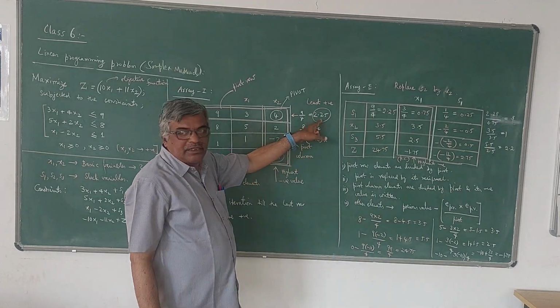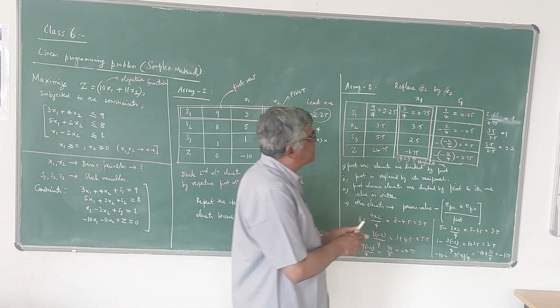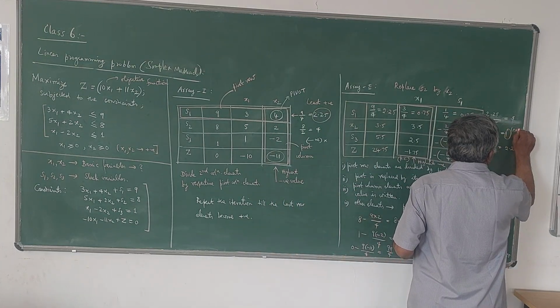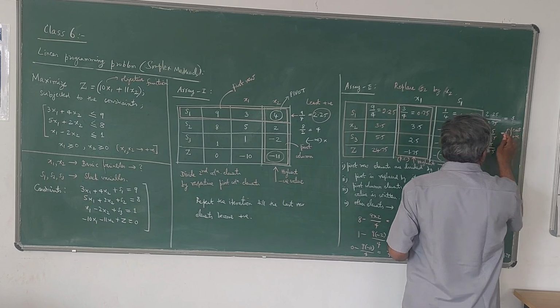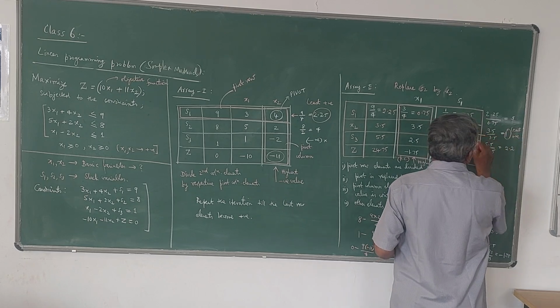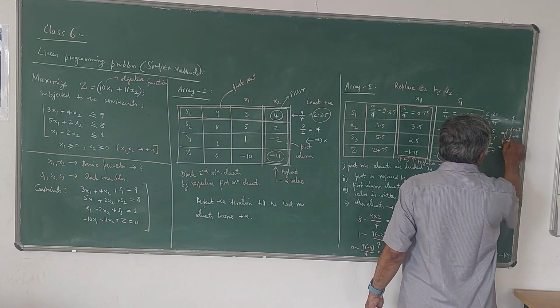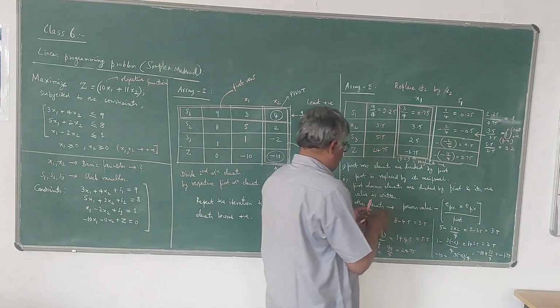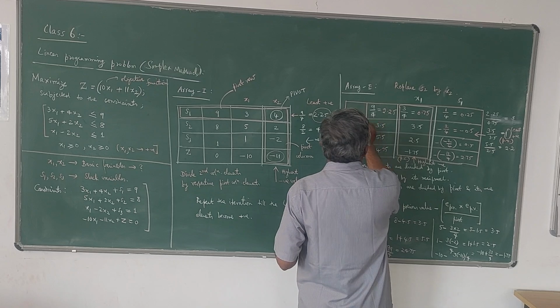Among these, see how I have taken the least positive. The least positive is 1. This is the least positive. So the row corresponding to this becomes the pivot row. So the pivot row is this now.